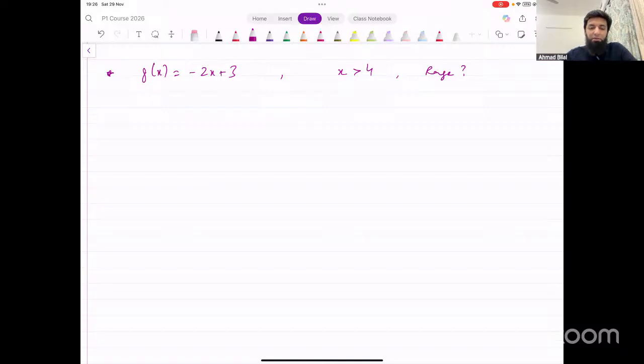Okay, what do you think about this? I'll give you 30 seconds to try this. Let me know what the range for this function is going to be. What's the range of this function? So x values have to be greater than 4. What about the y values? The output that we would get from the function, what will be the inequality for that?